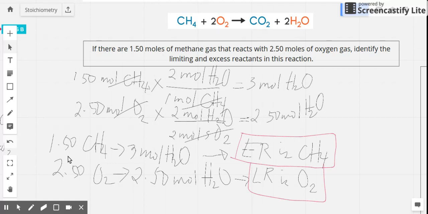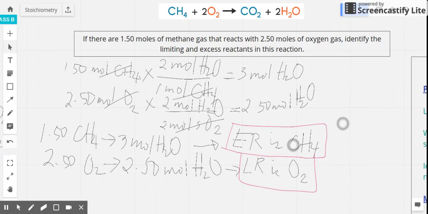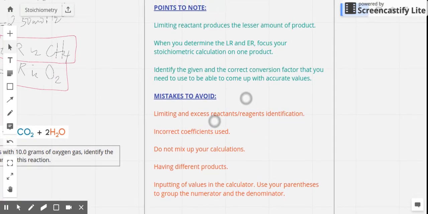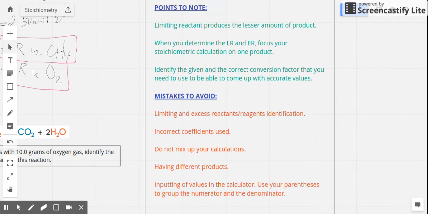And it's safe to note that you cannot accurately assume that if the given is lesser, it's the limiting reactant. No, it doesn't follow. You have to undergo the conversion for us to be able to accurately determine that that particular reactant will produce the lesser amount of product. So always do not assume, but undergo the computation. So just some points to note and some mistakes to avoid in this particular computation of LR and ER.